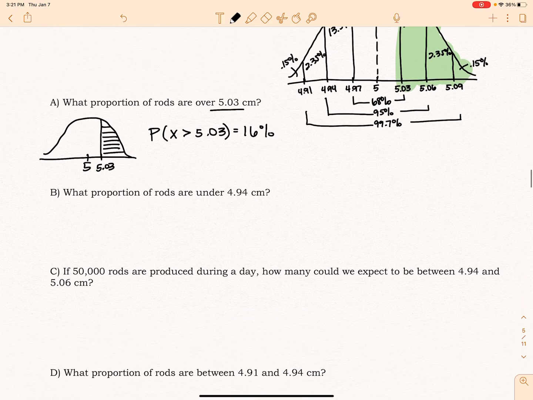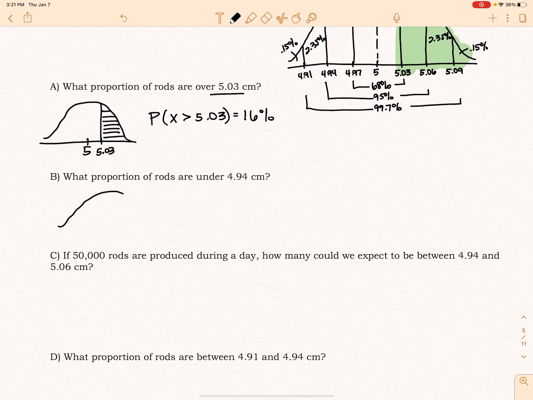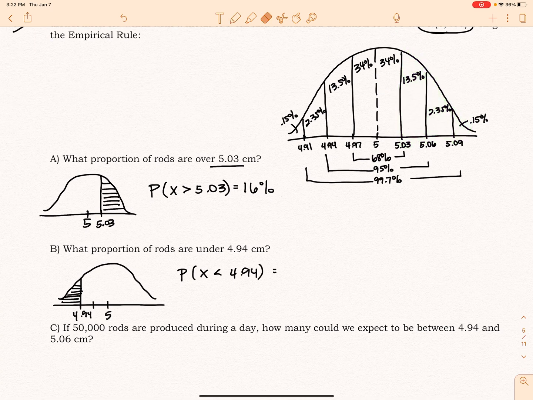What proportion of rods are under 4.94? So I'm going to, again, draw a graph, put 5 here. 4.94 is 2 standard deviations to the left. And I want the proportion under that. So my shading is going to go in that direction, x less than 4.94. And in my picture, that is going to be right here. So that's going to be 2.5%.